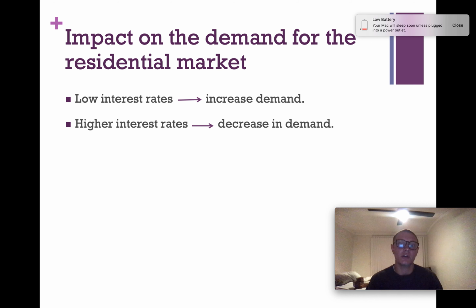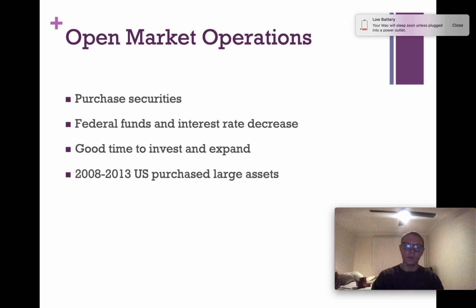As we know, lower interest rates cause an increase in demand, as it's cheaper to borrow money and invest, whilst high interest rates do the opposite, as it's more expensive and people shy away from borrowing and investing. Confidence also plays a big part. So on to open market operations.